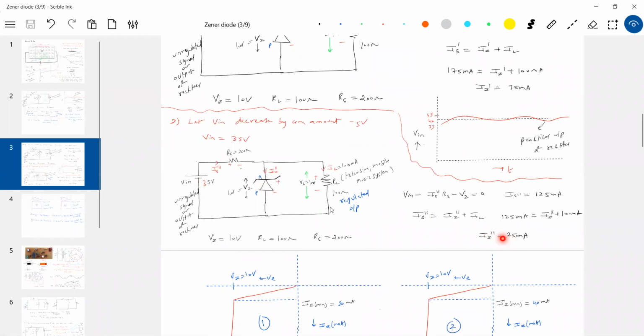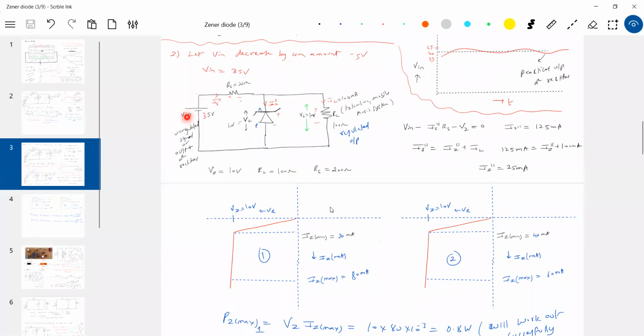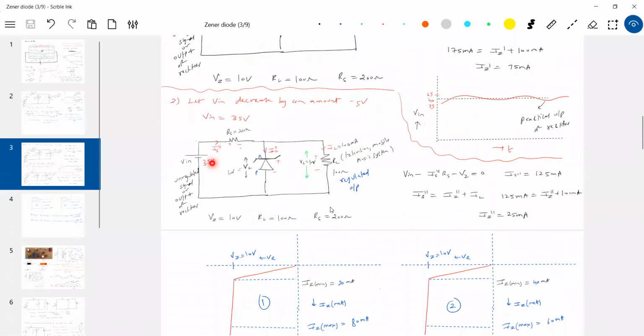So IZ minimum and maximum are the minimum and maximum currents through the Zener diode. What voltages this circuit can regulate, meaning the highest and lowest regulations we can maintain, all depends on IZ minimum and IZ maximum. The Zener diode you have picked here will put the limit. What is the maximum permitted voltage it can regulate? 45. What is the minimum voltage it can regulate? 35. Even at 35 this circuit will work, and around 45 also it works. Any voltage between plus or minus 5, this circuit will work.